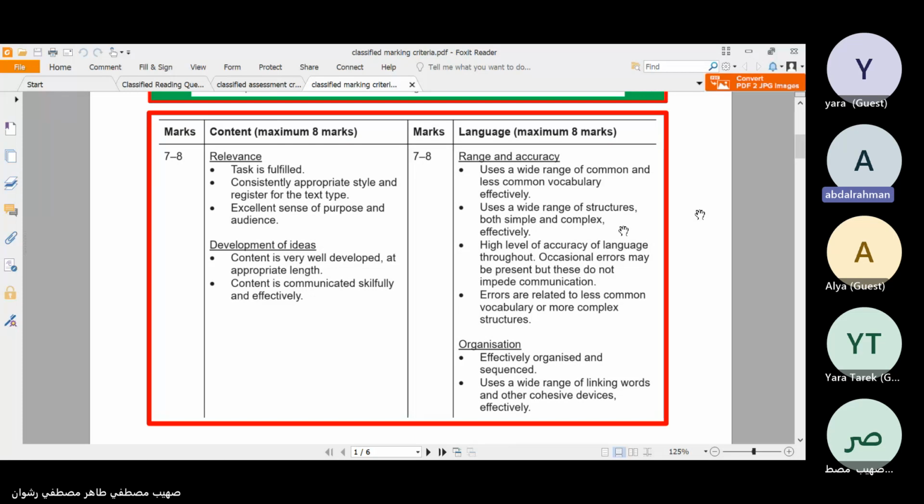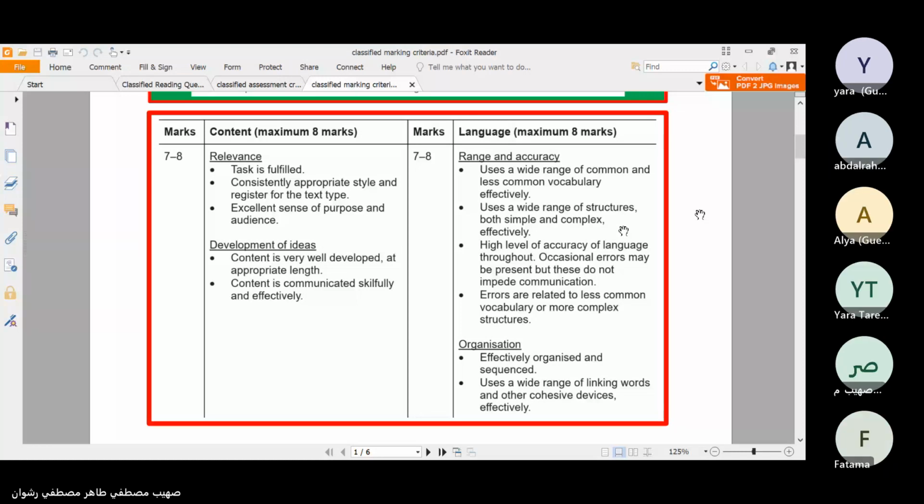Sir, it says uses a wide range of linking words and other cohesive devices, sir. What are the other cohesive devices? Okay, Abdurrahman. Let's see if any other person has any question. Any question, guys? No. Inshallah, all is clear.